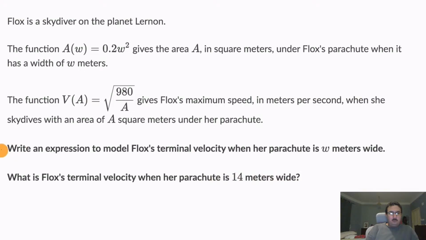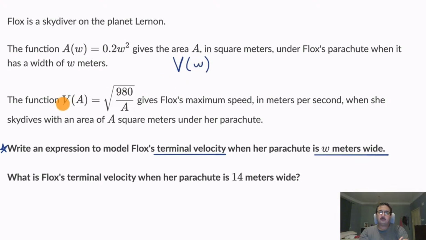Well, let's just focus on the first part first. Pause the video and see if you can have a go at that. All right, now let's think about what they're asking us. They want us to model terminal velocity when her parachute is W meters wide. So really, what they want us to do is come up with a terminal velocity, let's call that V, that is a function of W, that is a function of the width of her parachute.